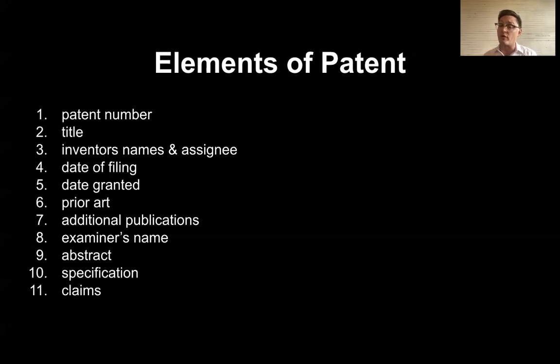A listing of prior art, that's other inventions in the field that limit the scope of the patent claims by virtue of reflecting things that were already known to the public, by virtue of either having been disclosed in a patent or disclosed in some other way, right? Any additional publications that might inform the patent application, the name of the examiner, the abstract, which is sort of a brief description of the patent, and the specification, which is a more fulsome description of the patented invention or discovery.